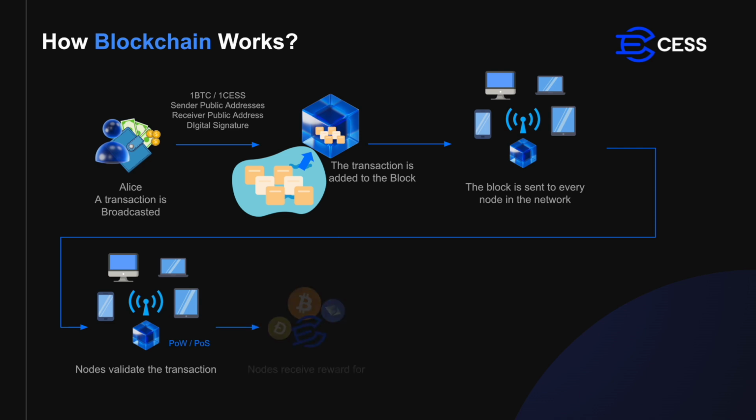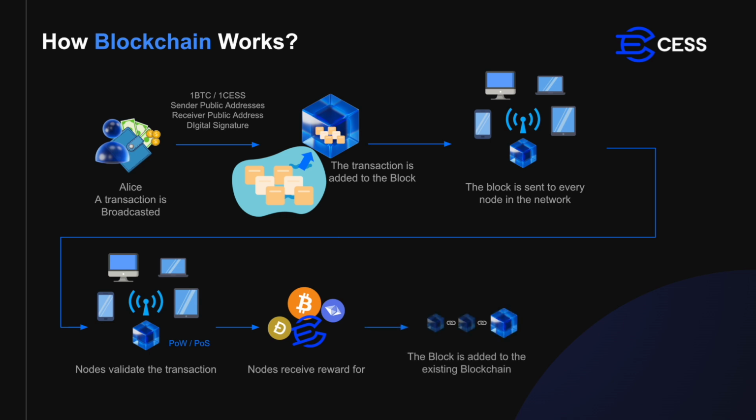In the next step, nodes receive rewards for verification. To incentivize network security and participation, nodes that validate transactions receive rewards. This could be in the form of transaction fees paid by the users or newly minted cryptocurrencies issued by the blockchain. For example, in Bitcoin, miners receive a block reward plus transaction fees when they successfully validate a block. The system encourages more participants to secure the network, keeping it decentralized.